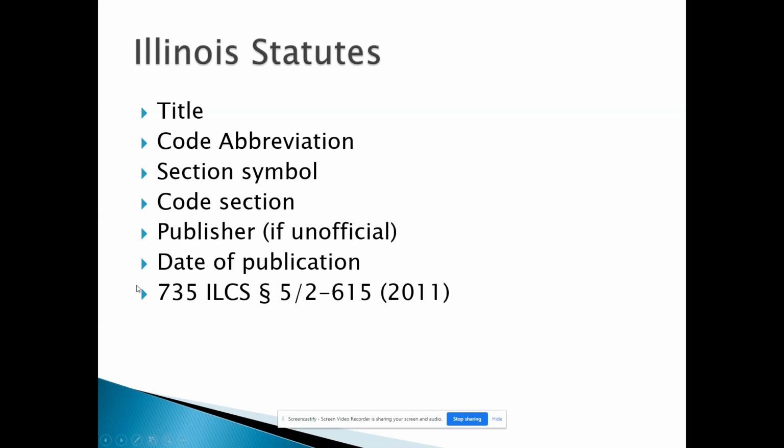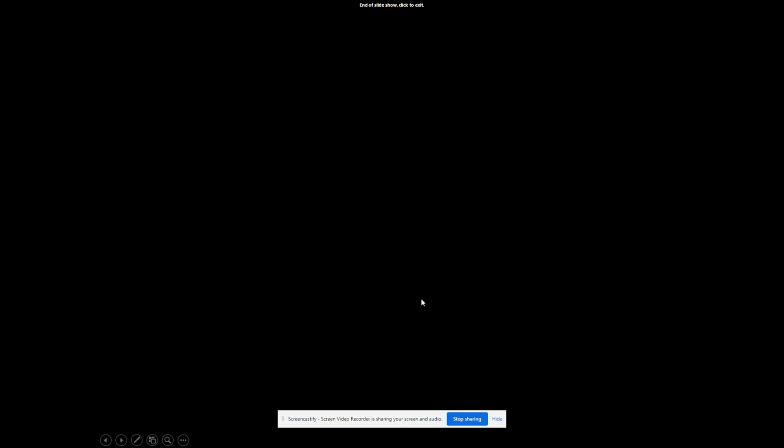Okay, so for Illinois, this is how it looks. We have our title, 735 ILCS. And see how the numbering is goofy. In Illinois, we have the section symbol 5/2-615. And then I was looking at this in 2011.